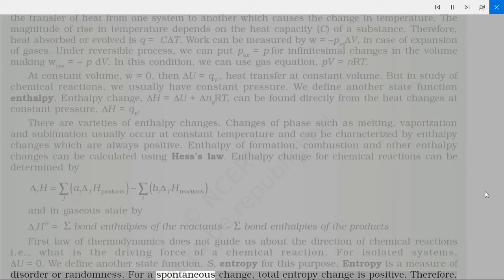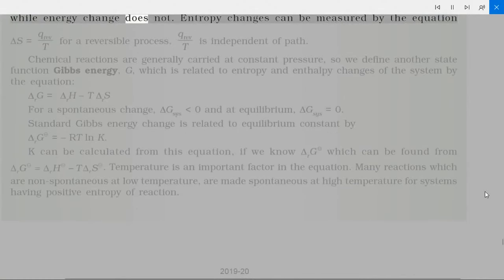For a spontaneous change, the total entropy change is positive. Therefore, for an isolated system, ΔU = 0, ΔS > 0, so the entropy change distinguishes a spontaneous change, while the energy change does not. Entropy changes can be measured by the equation ΔS = q_rev/T for a reversible process. q_rev/T is independent of path.